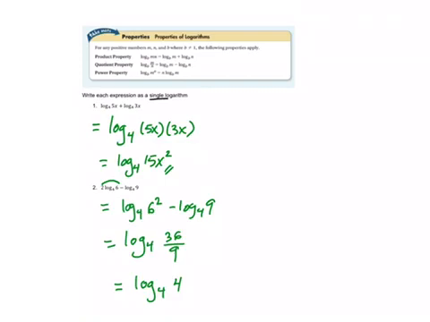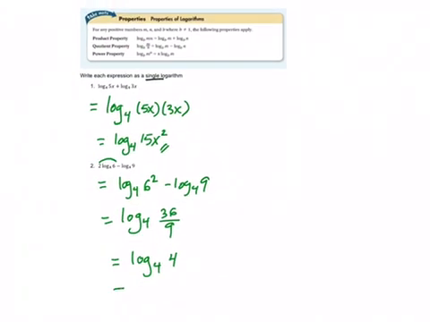And there's another property that we can see. So you have the logarithm base 4 of 4. That equals 1. Another property of logarithms is that the logarithm base a of a equals 1.